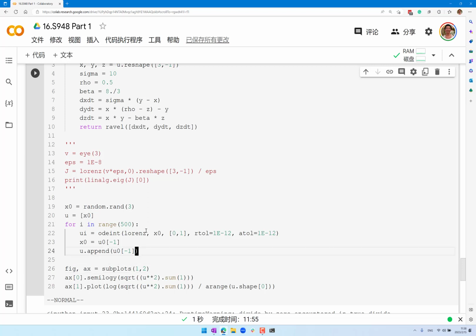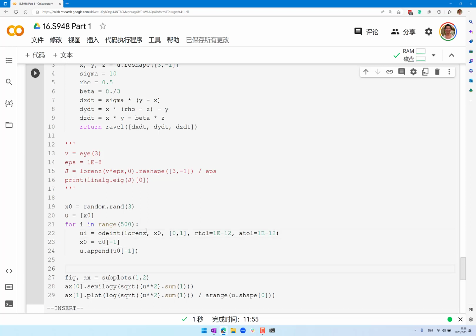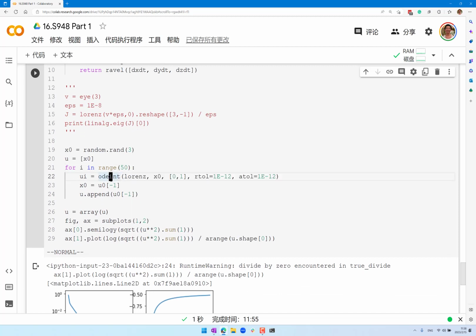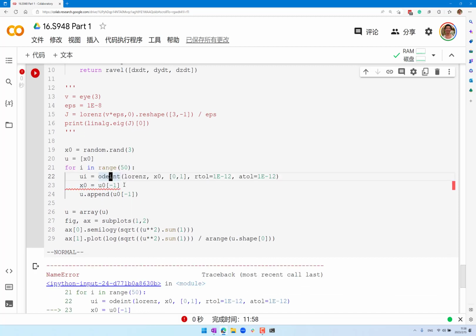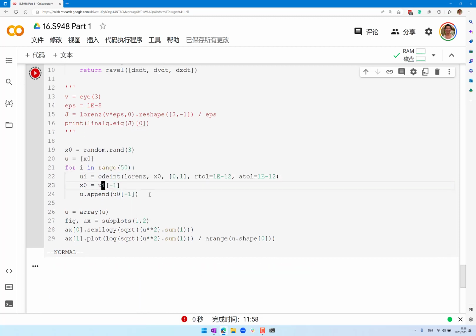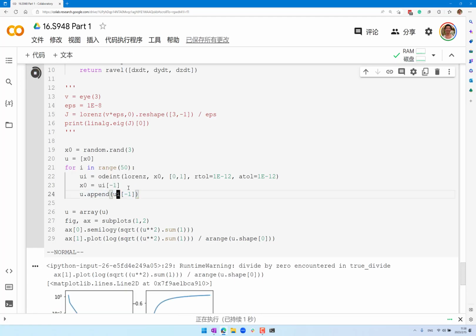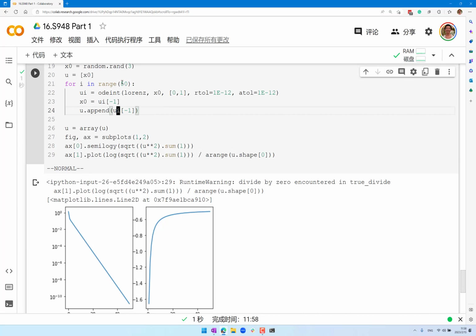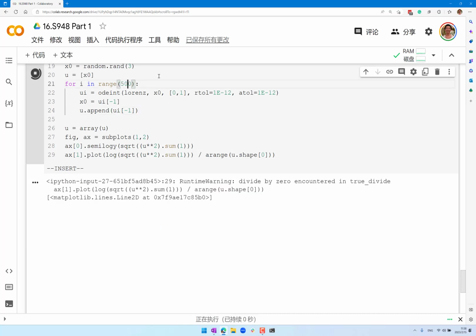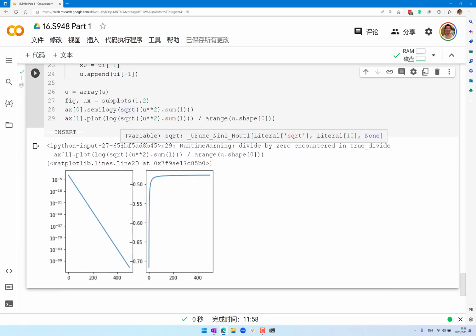Right, so basically let's see, u is equal to array u. So this would be exactly the same as what I did before, right? If I integrate ui, if I integrate that's ui. If I integrate for 50 time units, I get this. If I integrate for 500 time units, that still works.